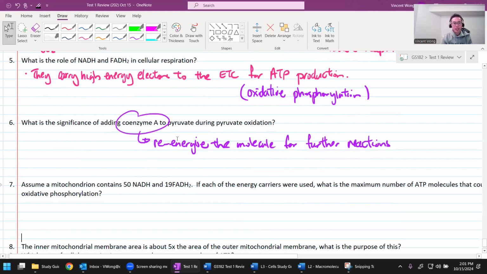All right, number 7 here. This kind of calculation question is definitely going to be on the test. Can you guys tell me what the answer is? Do you guys remember what to multiply by and what to add? What's the answer?